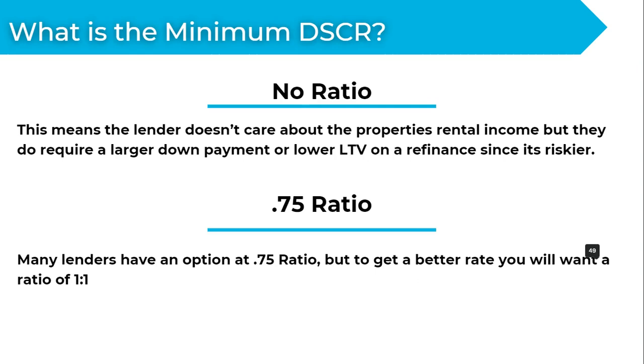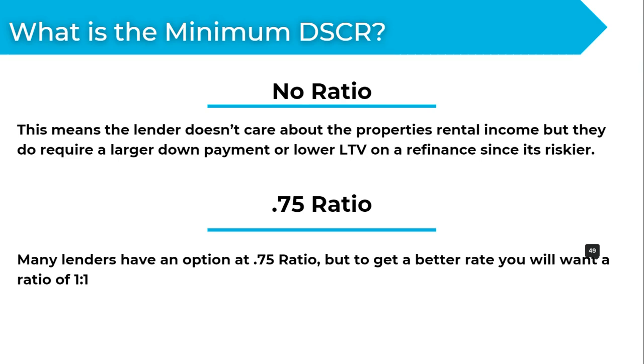Now, the minimum DSCR requirement to be able to get a loan approved actually is going to vary depending on who you work with. There's lenders that actually have no ratio options, meaning it doesn't matter if the rental income or projected rental income is less than what they believe the housing payment will be. They'll still loan on that property.